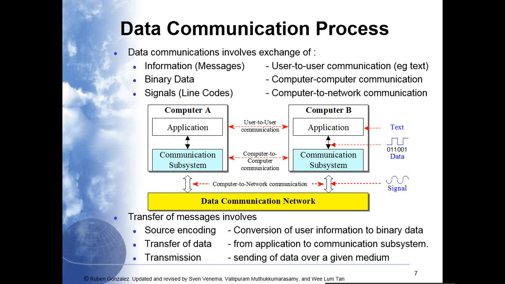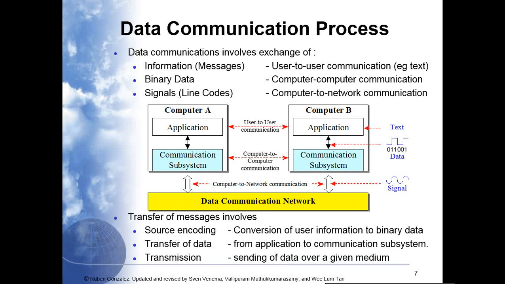So transferring of messages involves source encoding, the conversion of the user information to binary data, because I'm a user, I use text, for example, and it has to be converted to binary somehow. Then there's the transfer of data from the application to the communication subsystem. My program wants to send something across the network. There has to be a process for doing that, and it has to be organized and packaged in some way so that it's actually feasible.